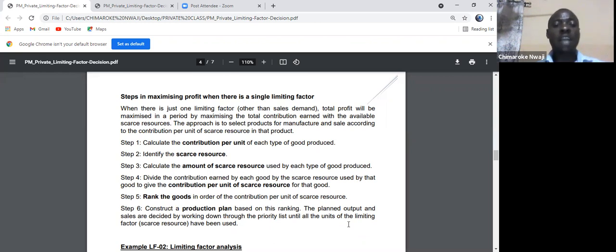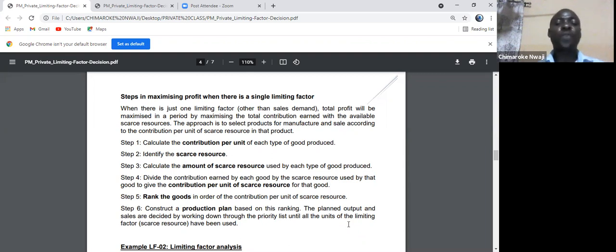The amount per unit of scarce resource gotten in step 3 will be your denominator. So you are simply saying step 1 divided by step 3, that will be your result in step 4. All right, so let's go to step 5. Step 5 is to rank the product in order of contribution per unit of scarce resource.